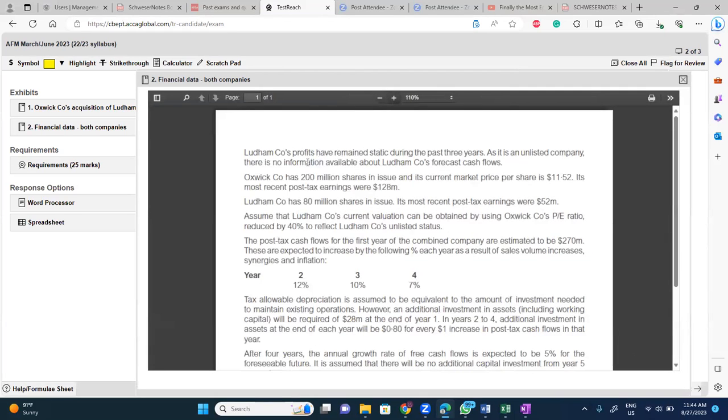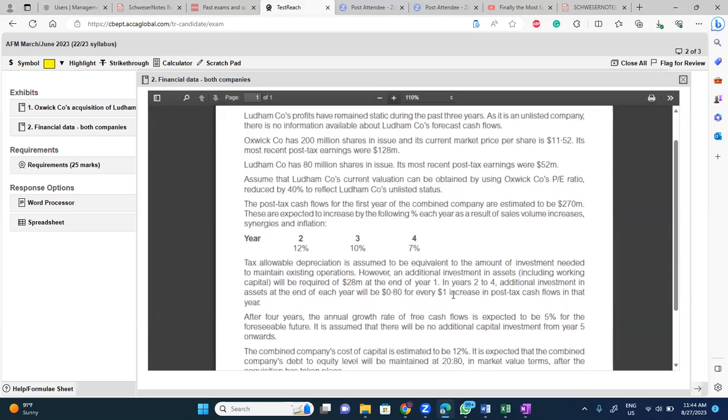Ludum profits have remained static during the past 3 years. As it is an unlisted company, there is no information available about Ludum forecast cash flows. Oxwick has 200 million shares in issue. Current market value is 11.52. Post-tax earnings are 128. Ludum has 80 billion shares. Its most recent post-tax earnings are 52. Assume that Ludum company valuation can be obtained by using Oxwick P/E ratio reduced by 40% to reflect Ludum company's unlisted status. Okay. Post-tax cash flows for the first year of the combined company are estimated to be 270.